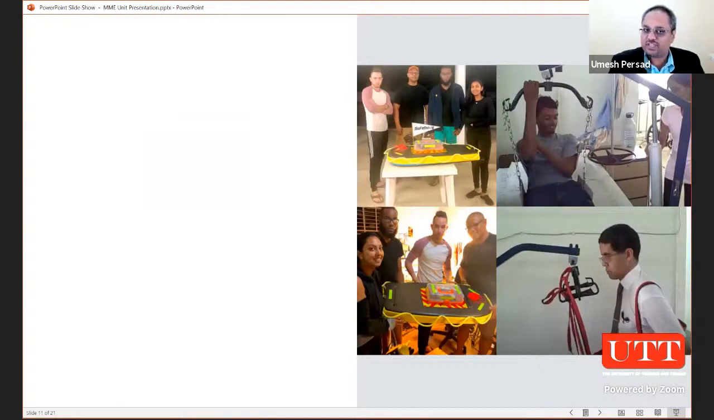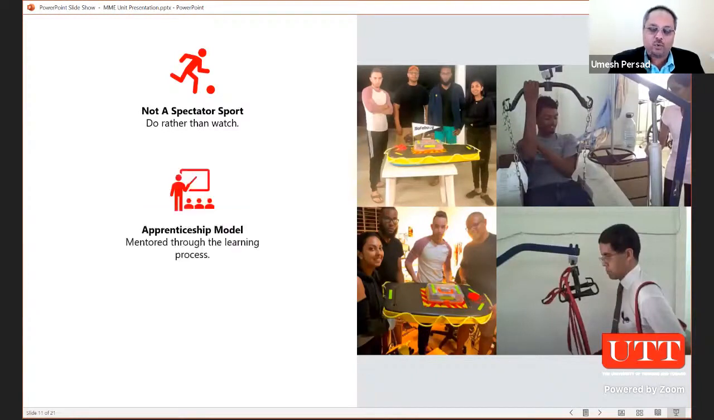Note that all the pictures on these slides are pictures of actual students and student projects. So we believe that learning is not a spectator sport, you have to do. We believe in an apprenticeship model to learning where students work and they are mentored through the learning process.